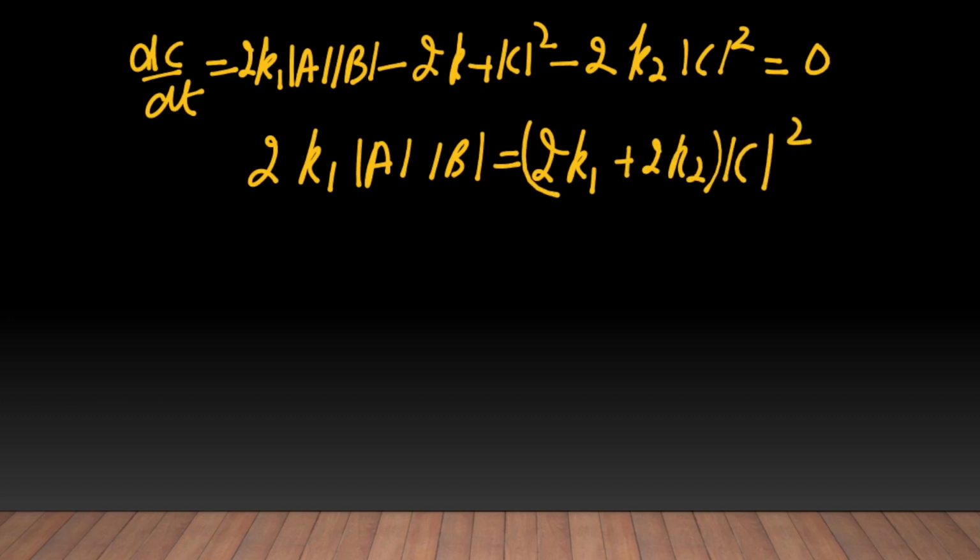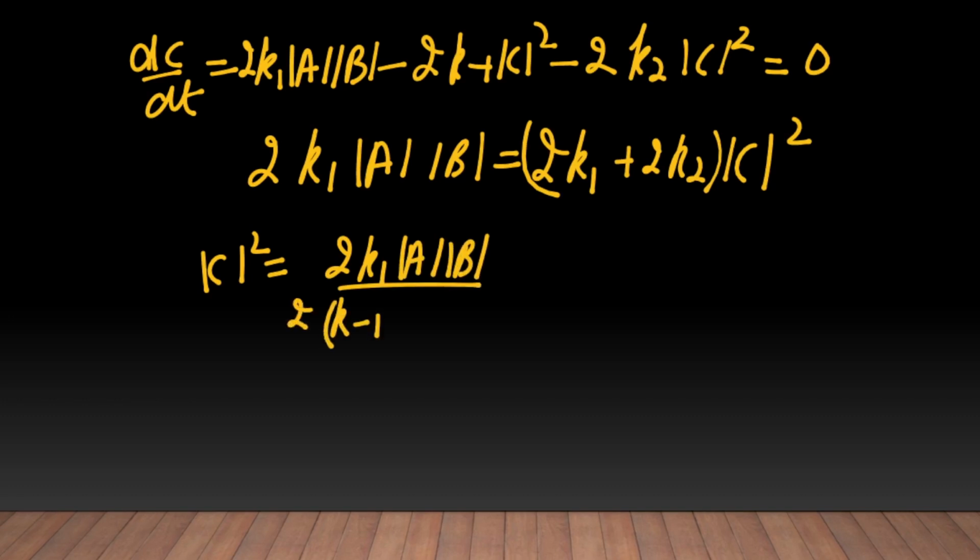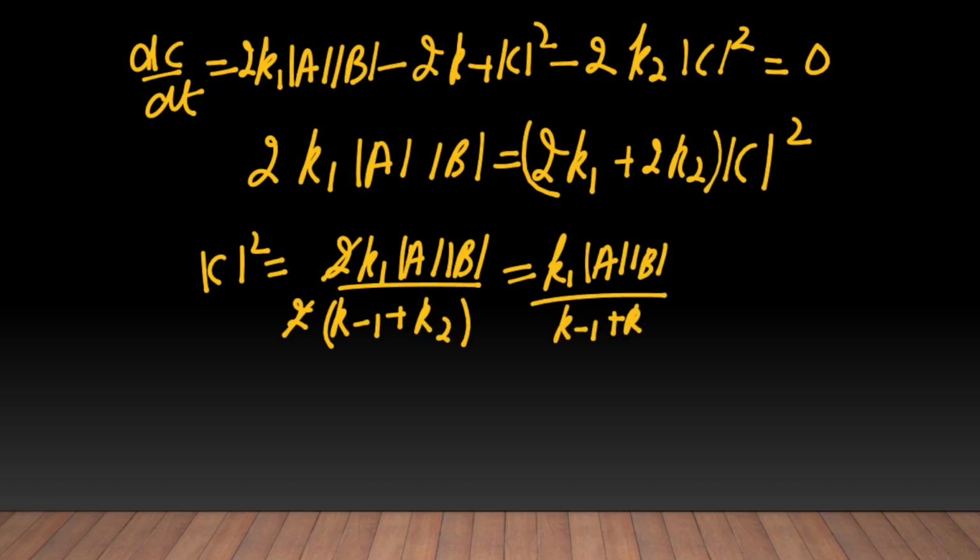So from here the C square concentration we will get as 2 k1 A into B upon 2 times (k inverse plus k2). The 2 gets cancelled out. It is equal to k1 times A into B upon (k inverse plus k2). This is the C square concentration.